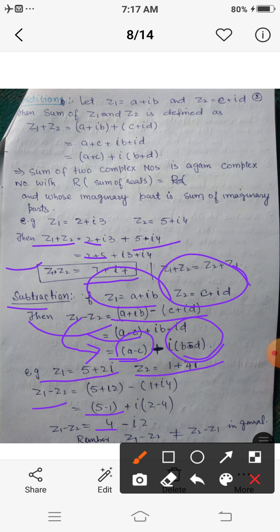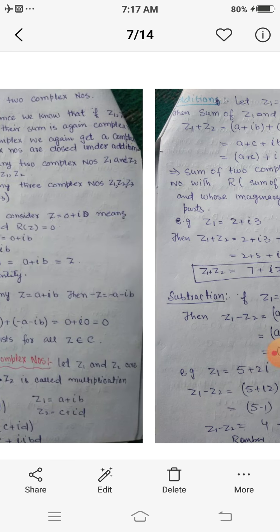Now you can easily check that z1 minus z2 is not equal to z2 minus z1, because the difference of two real numbers is not in general commutative. Or simply we can say that z1 minus z2 is not equal to z2 minus z1 in general, whereas addition is always commutative, because a plus c is c plus a, and b plus d is d plus b, in the addition of two complex numbers.